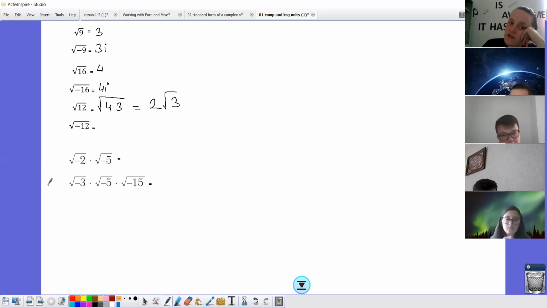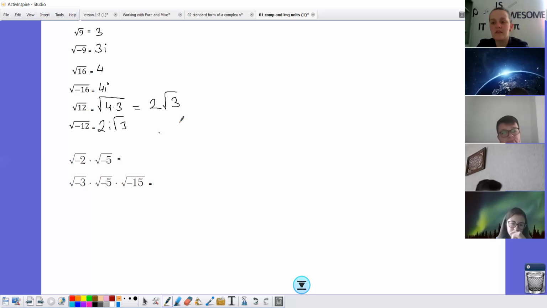Yes. What about root of minus 12? 2 root 3i, or 2i root 3. You can write i where you want, in the beginning, in the middle, in the end. 2i root 3, or as you said, 2 root 3i.